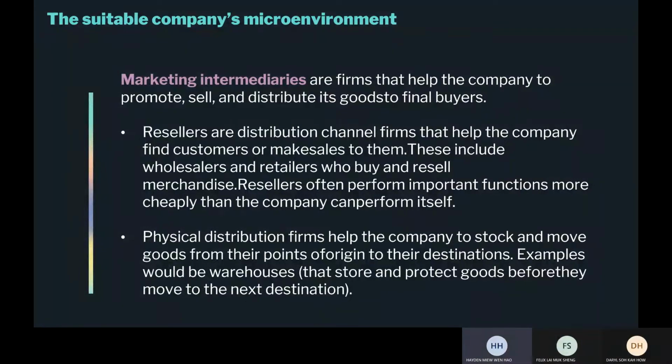The second, physical distribution firms, help the company to stock and move goods from their point of origin to their destination. An example would be a warehouse that stores and protects goods before they move to the next destination.